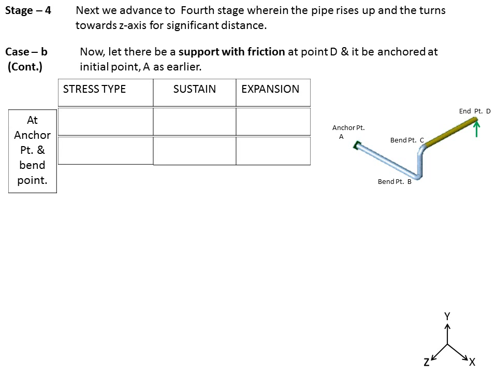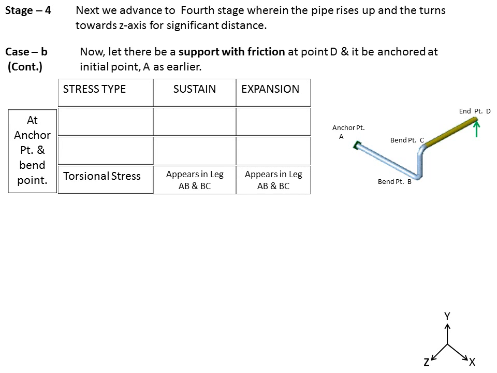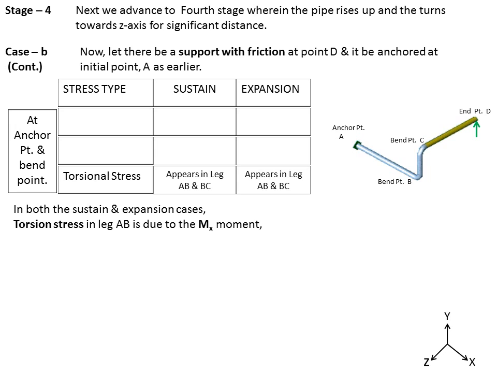Continuing with the same case, torsional stresses. Now, looking at the torsional stresses, they are present in the leg AB and BC. So, they are present in the x direction and the y direction. They are not present at the support point, the torsional stresses, for the sustain and the expansion condition. In both the sustain and the expansion cases, torsional stress in the leg AB is due to the Mx moment. So the direction in which the pipe is running, the torsional stress is because of that directional moment.